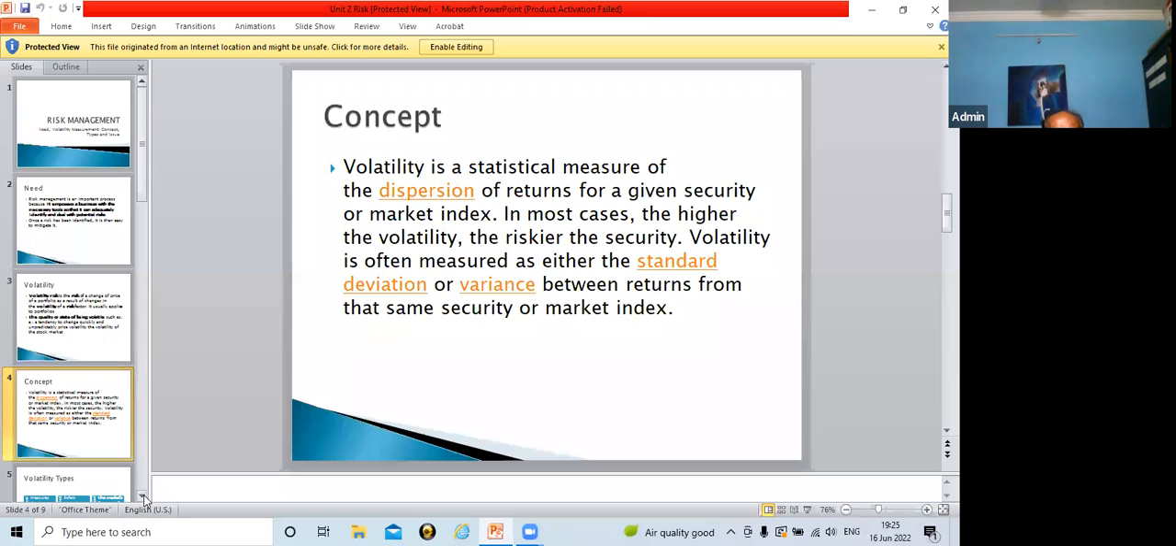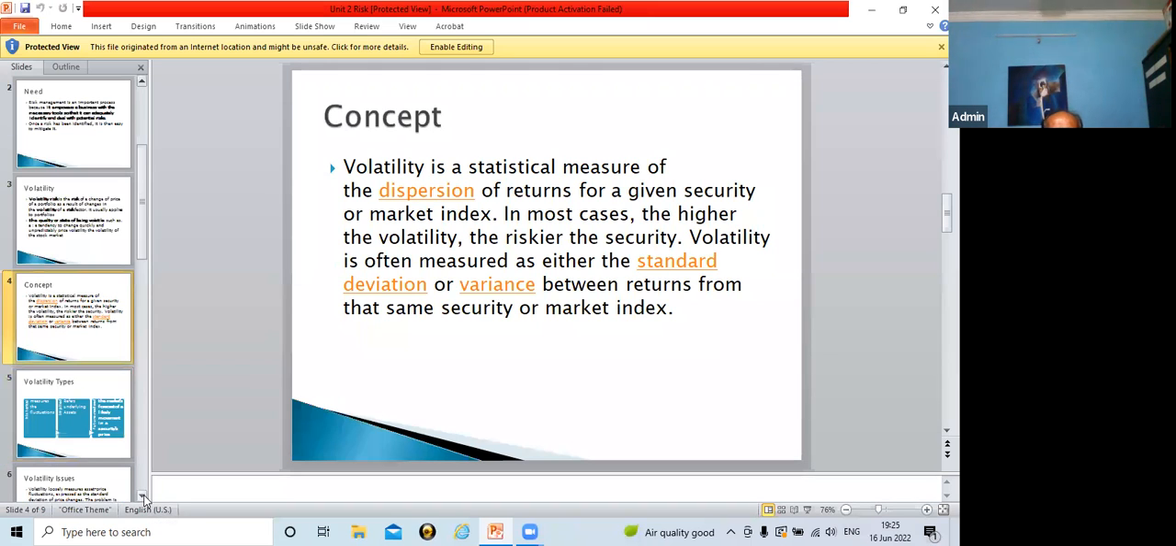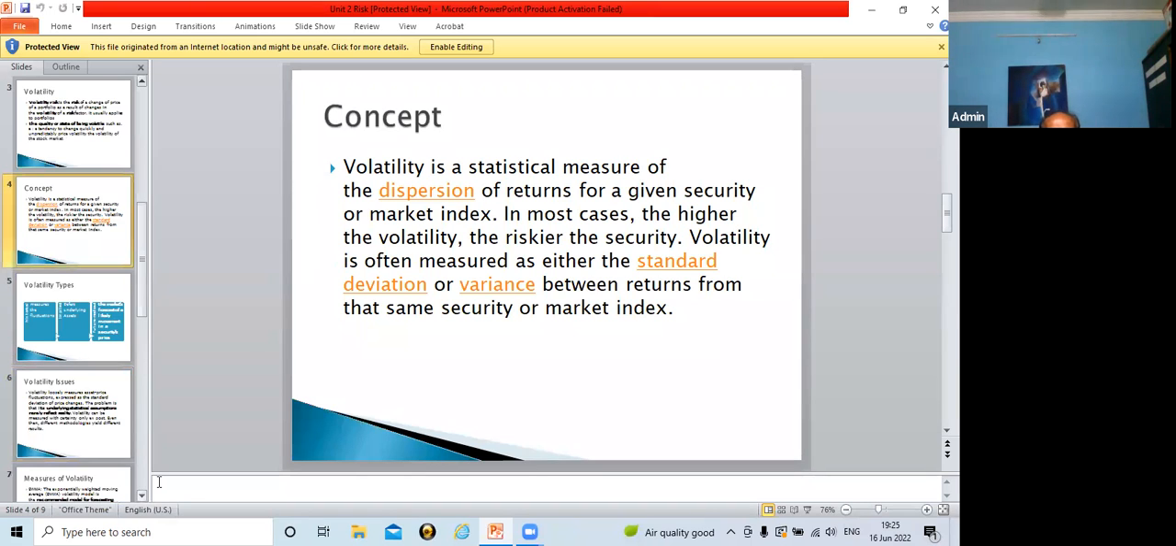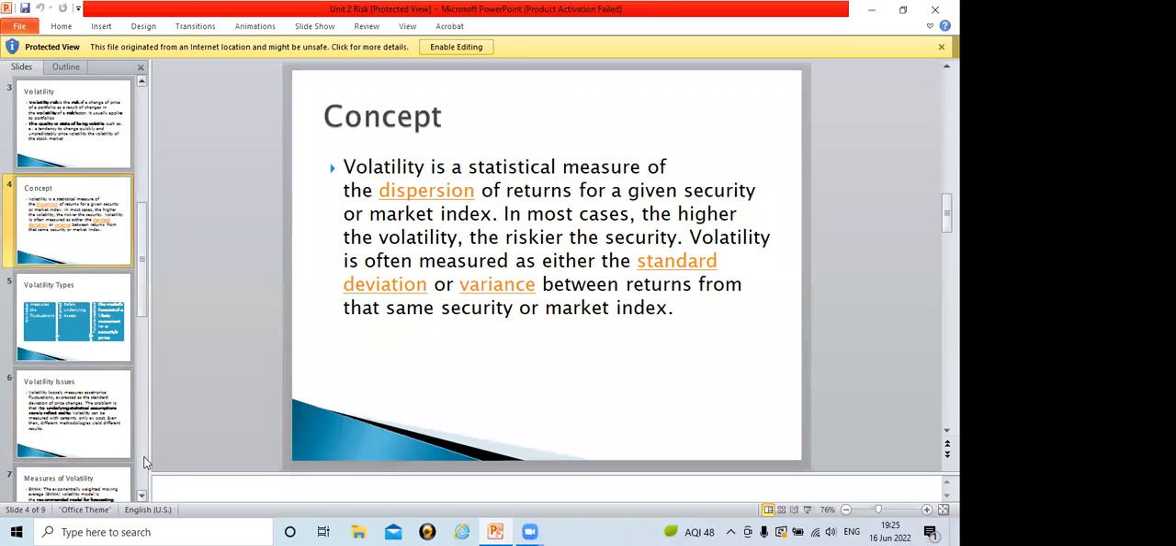So this was about the concept. Now let us discuss the types of volatility. Any doubts so far? No, sir. Now let us understand.